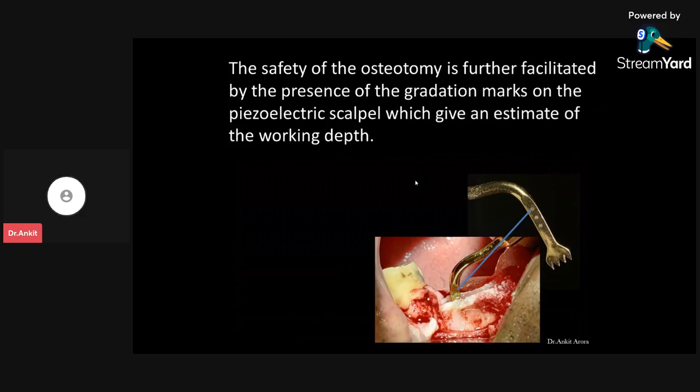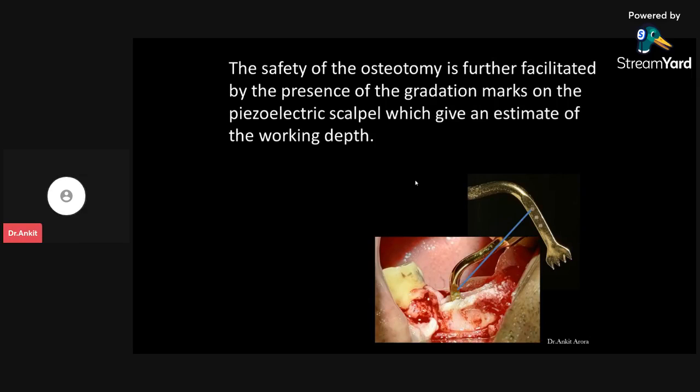At the same point of time, you can see the osteotomy. The osteotomy is further facilitated by the gradation marks on the piezoelectric scalpel, also known as inserts, which give an estimate of the working depth. It gives a gradation mark so that I know I need to go till 6 mm, or 8 mm. My CT scan analysis shows the nerve is around 10 mm, so I will be going with the scalpel only 8 mm. So these gradation marks help, and we need to be very particular and know where our anatomical limitation is, where the inferior alveolar or other limitation is.